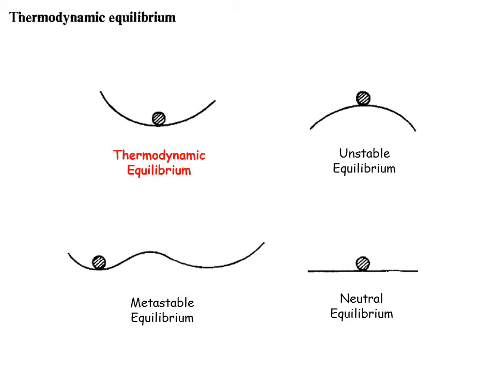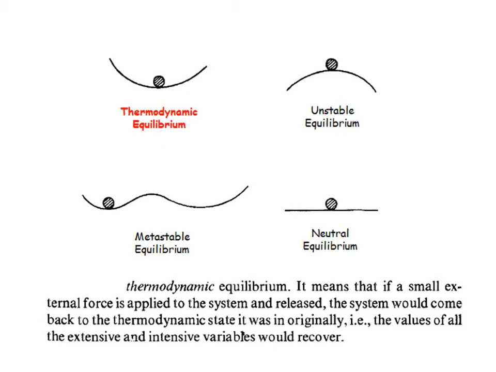The stable equilibrium position is actually called thermodynamic equilibrium. The system tries to remain in the same state, whatever the conditions in the surrounding changes. So I can define thermodynamic equilibrium as: even if a small external force is applied to the system and released, the system would come back to the thermodynamic state where it was originally. That is, the value of all extensive and intensive variables would recover.